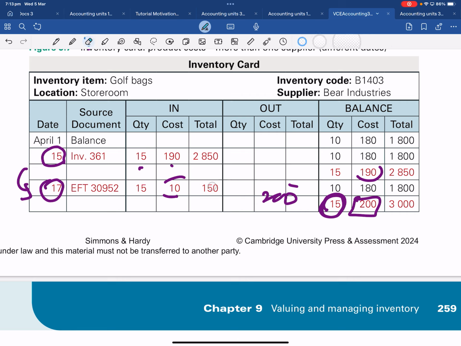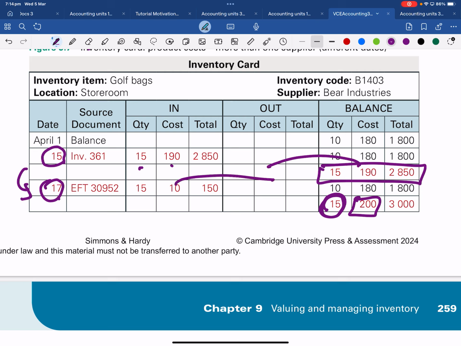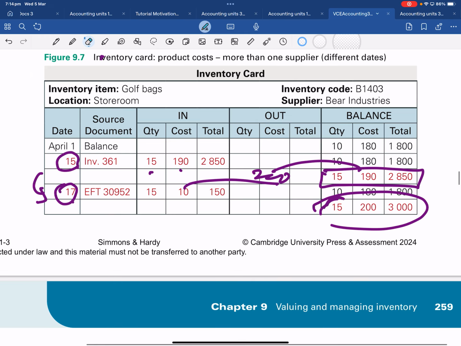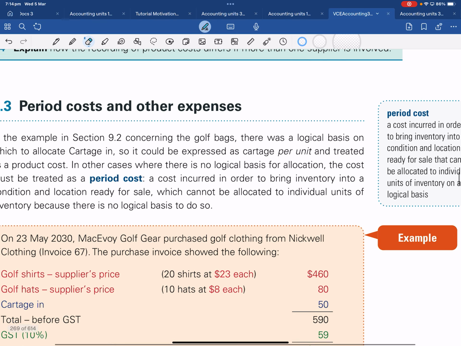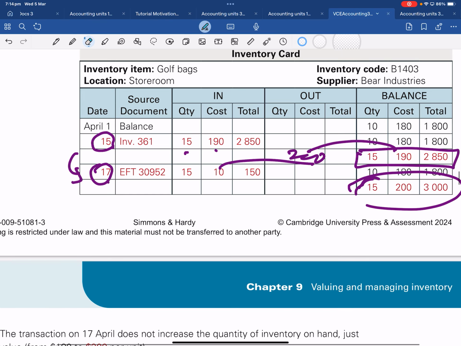Firstly, as of 15th, what is our balance? 15 at 190. Okay? Then on the 17th, what do you do? You add this 10 and this 190. Becomes 200. That's what you record here then. Make sense? Okay. The double entry will be the same. Okay, guys? Any questions?